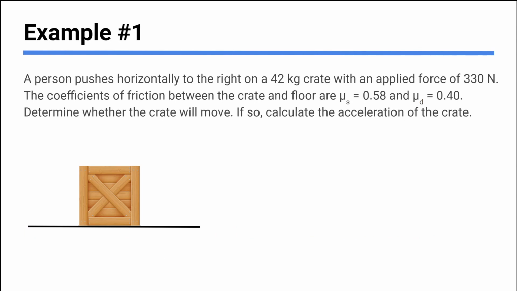Okay, so let's look at some one-dimensional net force problems. Although it doesn't mean we'll only use one dimension, it's only moving in one dimension. All right, so here we have a classic problem. Somebody pushing a box. We're pushing a box to the right. 330 newtons is our applied force. We're given two different coefficients of friction because remember, there are two. Depending on the surfaces, the static one will be bigger. We're going to determine whether the crate will move, and if so, calculate the acceleration of the crate.